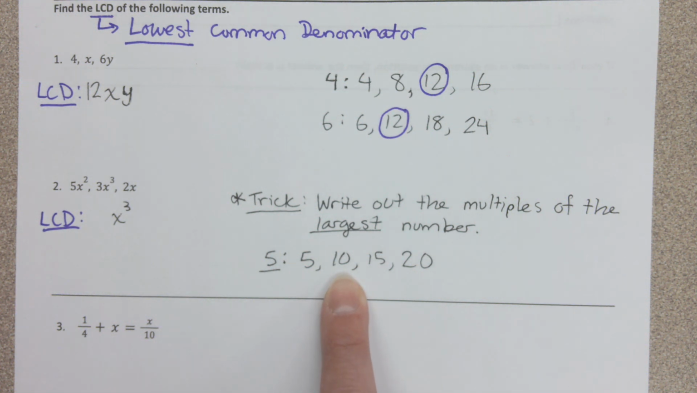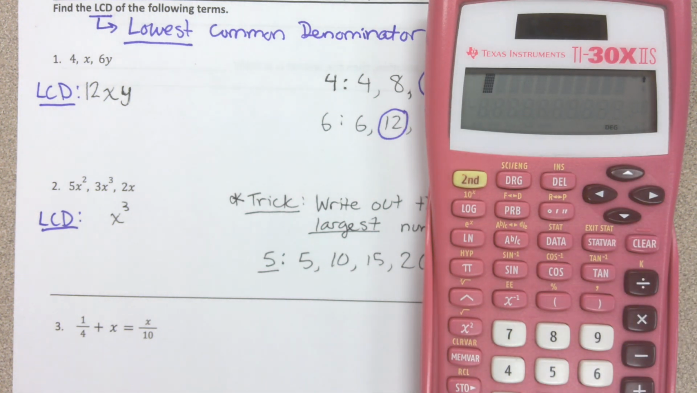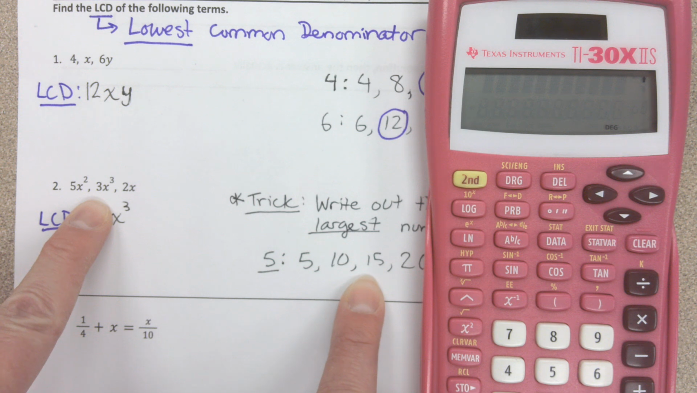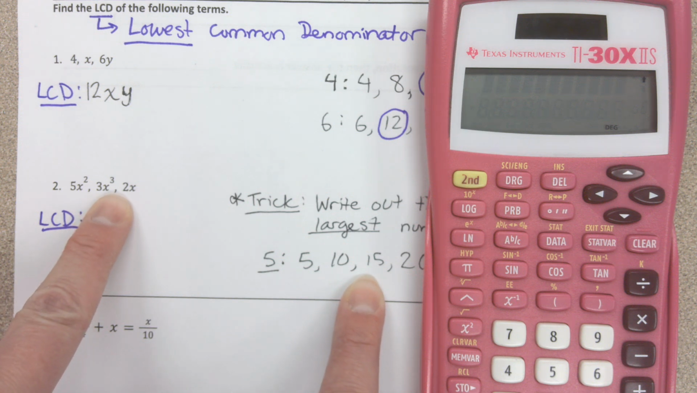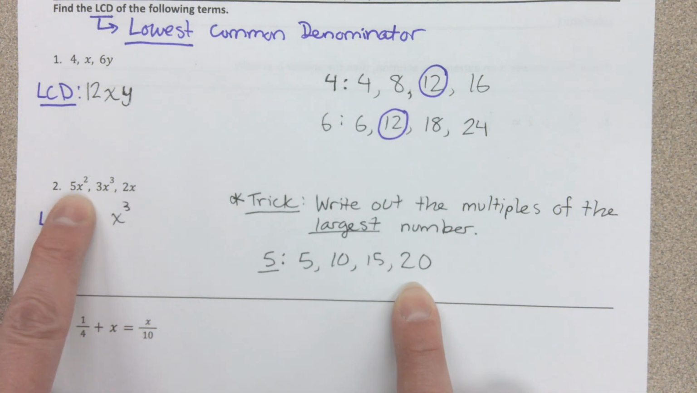10, I can divide by 2. It's even. I cannot divide by 3. And reminder, if you ever have a question about whether you can divide 2 numbers, use the calculator. That can help with that. 15, I can divide 15 by 3. It's 5, but I can't divide by 2. It's not even. 20, I can divide by 2, but not by 3.